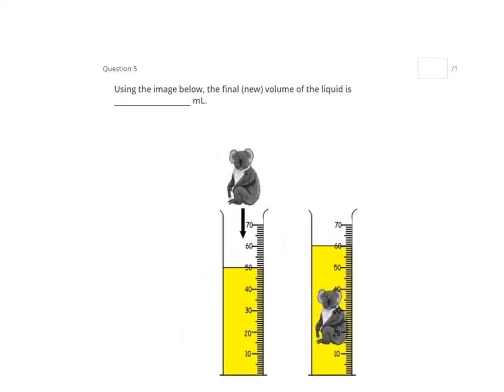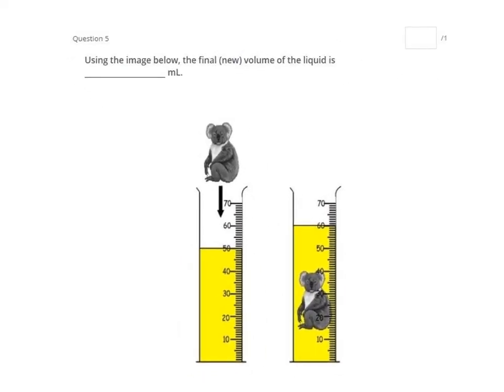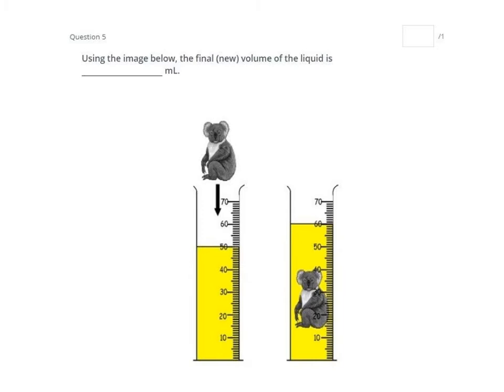The next question is asking what the new volume is. All right, so we've placed the koala into the liquid. We've dropped it in, and you notice that it has risen. It started at 50, and now the water level went up to 60. So the new volume, also referred to as the final volume, is 60 milliliters.